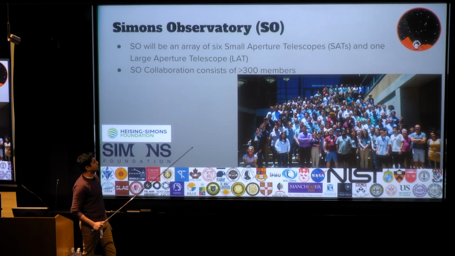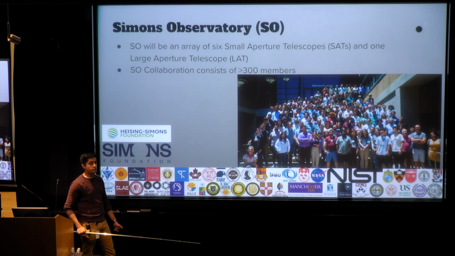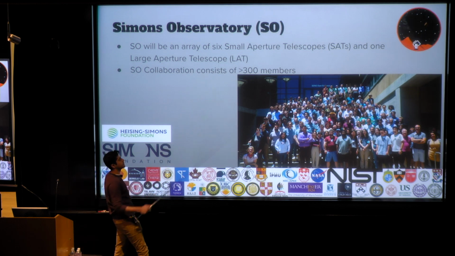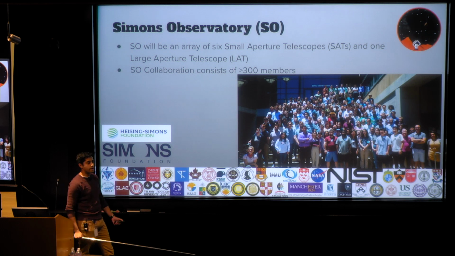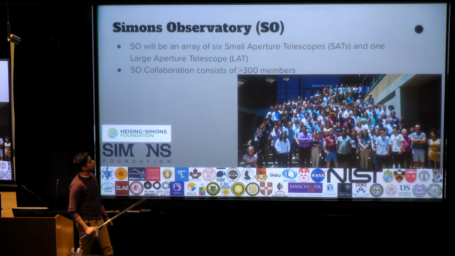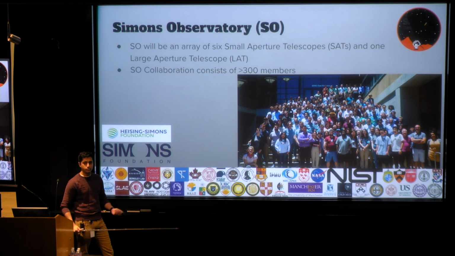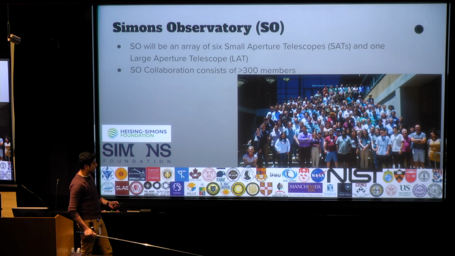If you've seen a slide like this about SO before, you'll notice that this number has gone up from 3 SATs to 6. That's because we've had funding secured by our UK and Japanese collaborators to build 3 more SATs. And of course, that also improves our sensitivity since we'll have more detectors on sky.